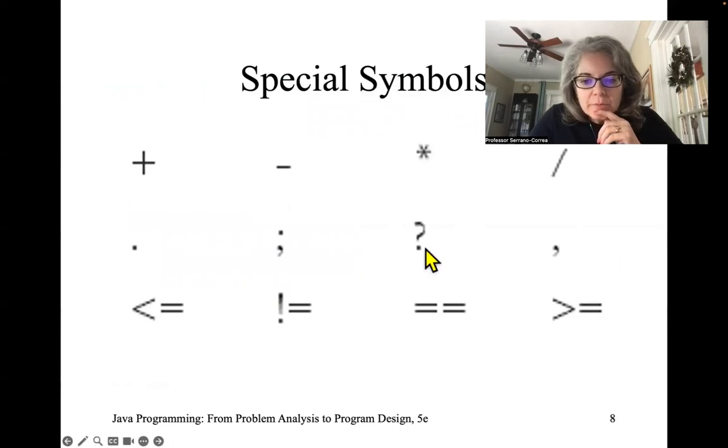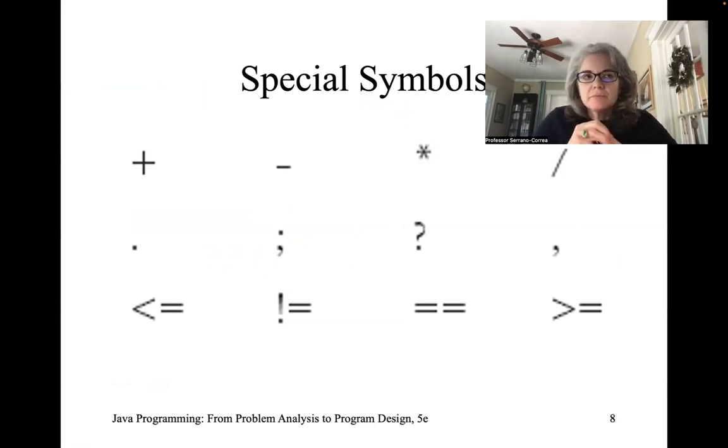And then we'll talk about the question mark later. We'll talk about the comma and the period later. But they're special symbols, which means that we're not going to use them when we create variable names. And if you've taken a programming class before, you know there are all kinds of syntax rules for variables.